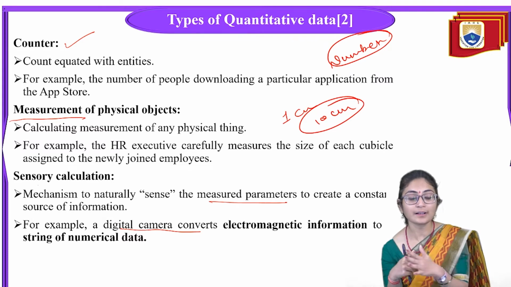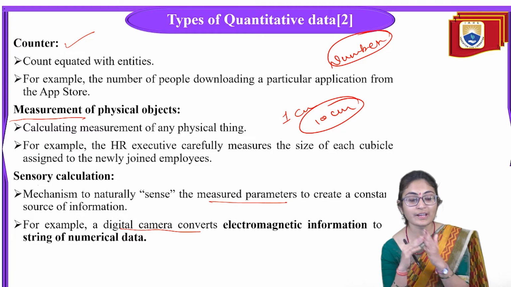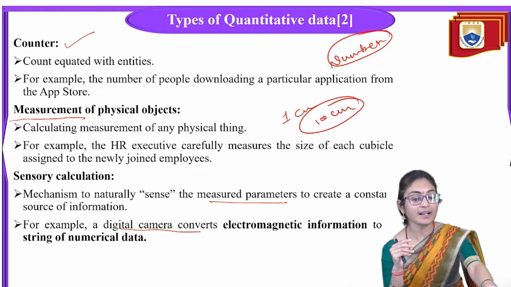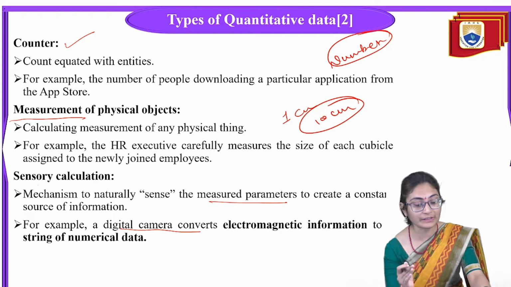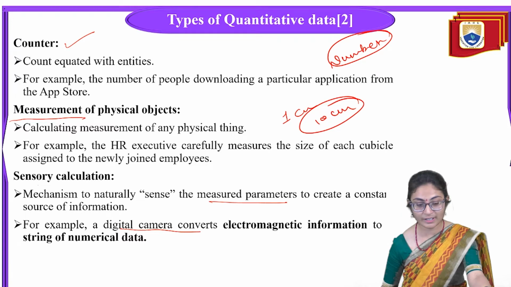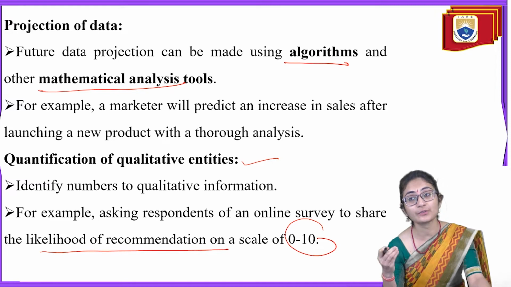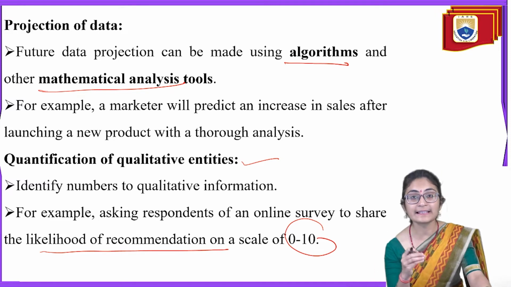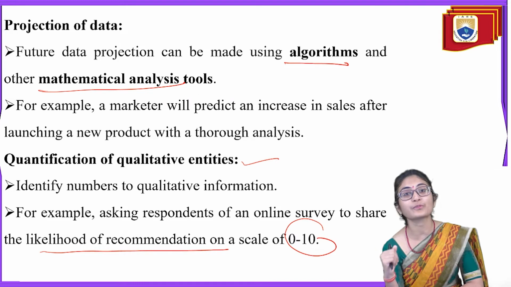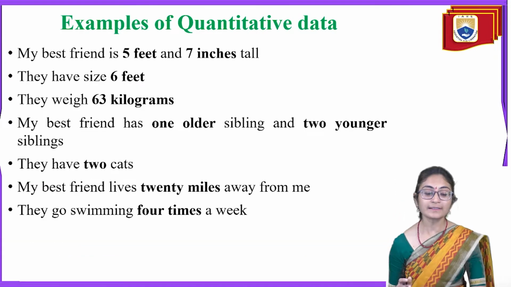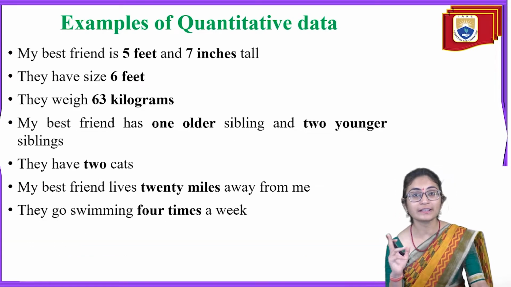Therefore, there are some types which we have explained already: a counter, measurement of physical objects, then sensory calculation, then projection of data, and quantification of qualitative entities, and everything is represented in the form of counts and numbers. There are some examples of quantitative data.